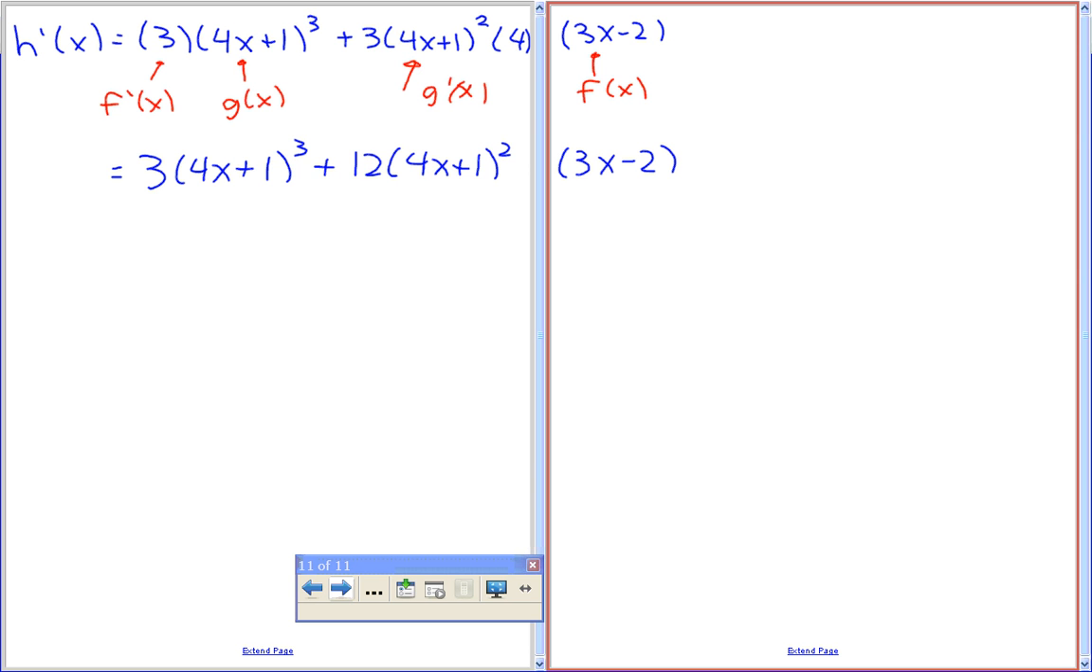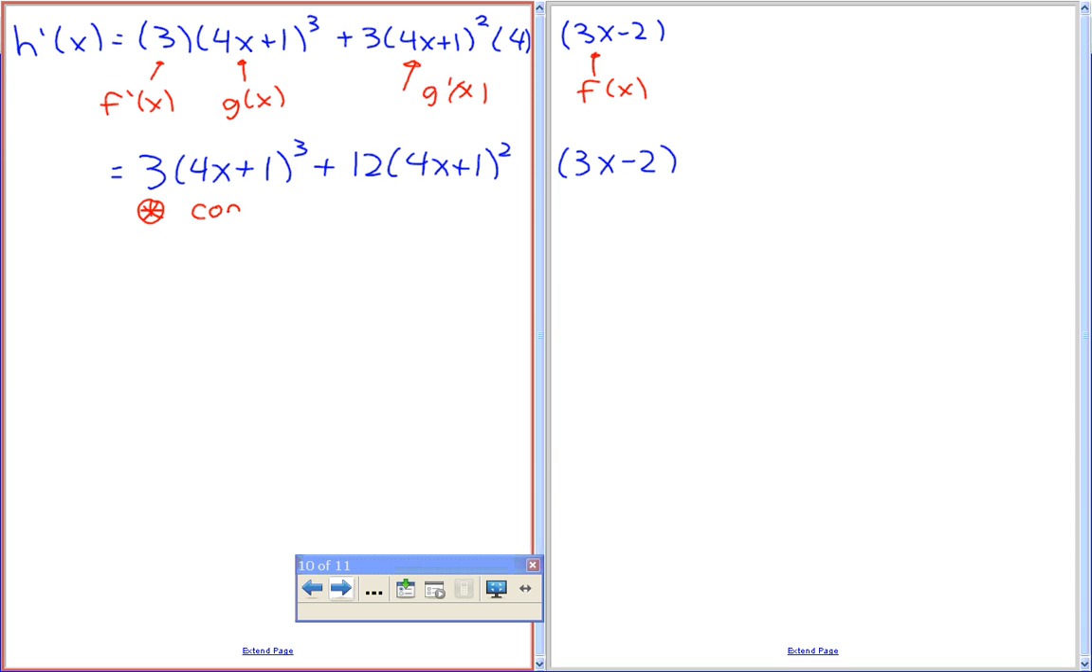Today's a big day. The next thing we're going to do, and this is where you're going to put another star on your page, because we're going to use this for something in a few minutes, is common factor. What is common between both of those terms? 3 is common. What else is common? 4x plus 1 squared.